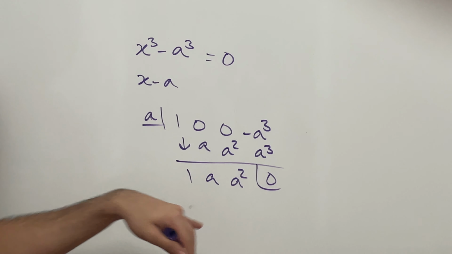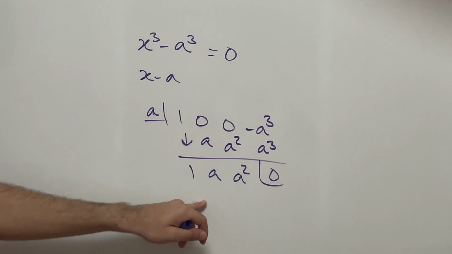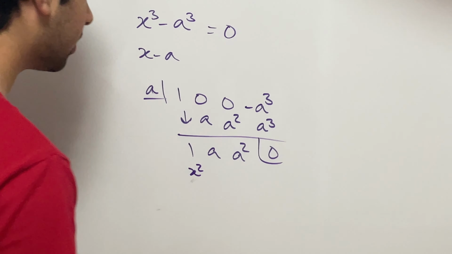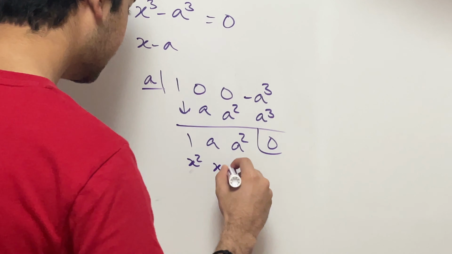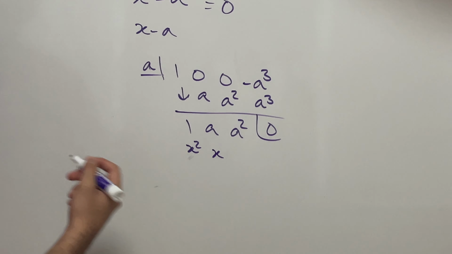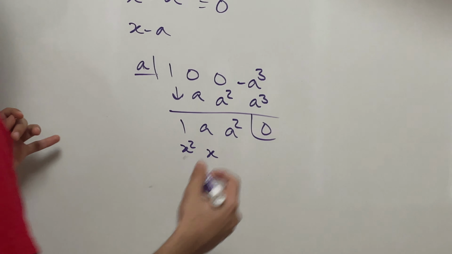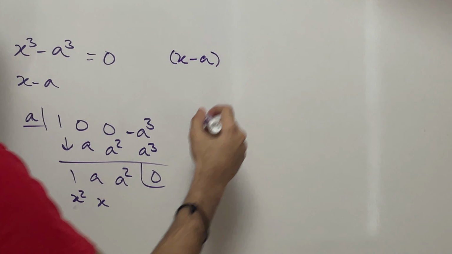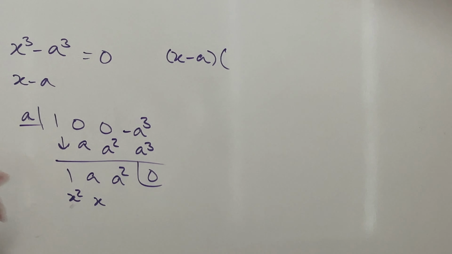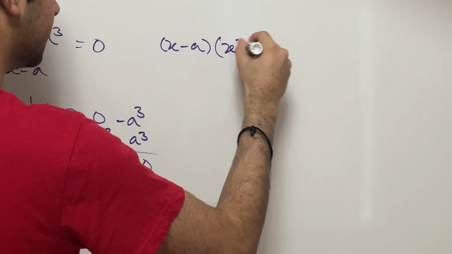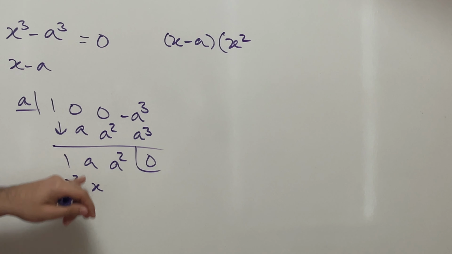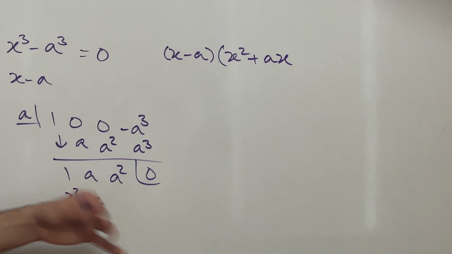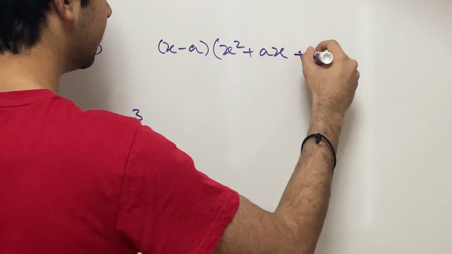So let's take a look at the result. This number is going to be the coefficient for our x squared, the quadratic term. This is going to be the coefficient for our linear term. And this is just going to be our constant. So the full factorization of this would be x minus a times, so let's see, 1x squared plus ax, and a squared is just a constant, so plus a squared.